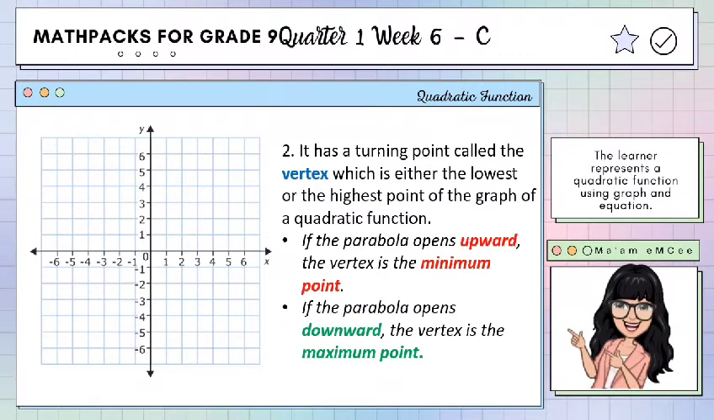So the parabola has a turning point called the vertex, which is either the lowest or the highest point of the graph of the quadratic function. So if the parabola opens upward, the vertex is the minimum point. So this is the vertex of the graph of your quadratic function, and this one is the minimum point or the lowest point of the graph. If the parabola opens downward, the vertex is the maximum point. So here, in this kind of parabola, this is your vertex, and this vertex is the maximum point or the highest point of the graph of your quadratic function.